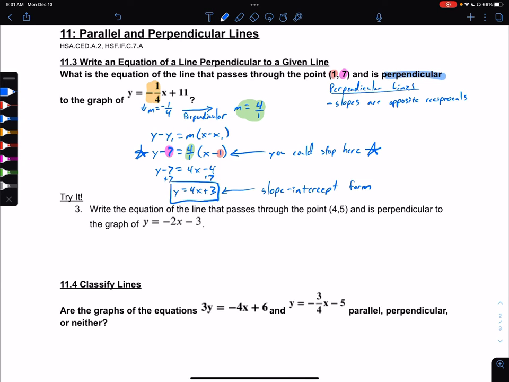So when you're dealing with parallel and perpendicular lines, for these type of problems, they're going to give you an equation, they're going to give you a point, and they'll ask you whether it's parallel or perpendicular. Parallel, they'll have the same slope. Perpendicular lines will have the opposite reciprocals. So just keep in mind what type of slope you're going to use, and the rest of the problem is solved pretty much the same way.